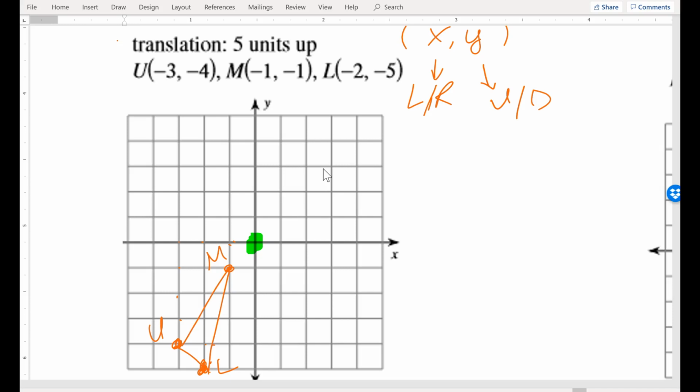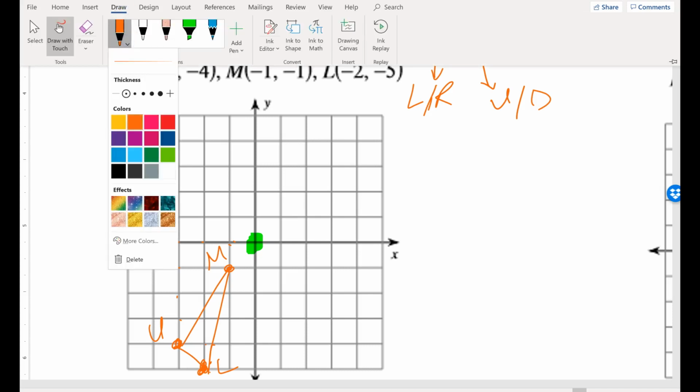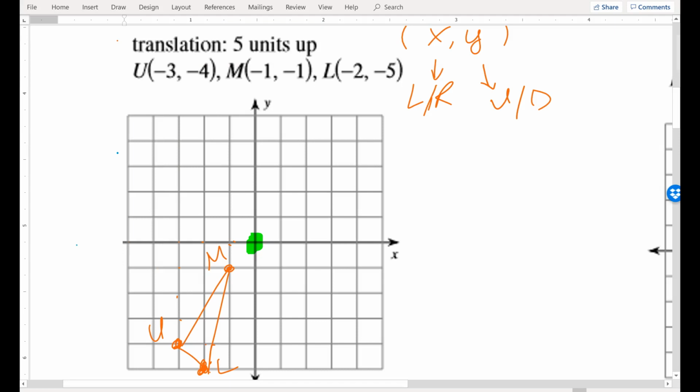So what do they want me to do? They want me to take every point and move it 5 units up. So you just go up 5. 1, 2, 3, 4, 5, and now you become U prime. M, you go up 5. 1, 2, 3, 4, 5, and now you become M prime. And then L, you go up 5. 1, 2, 3, 4, 5, and you become L prime. And that's all I do. I move them up.